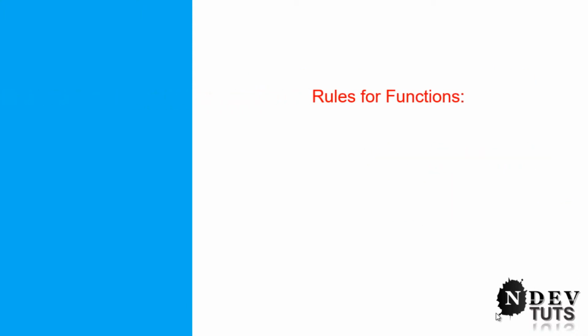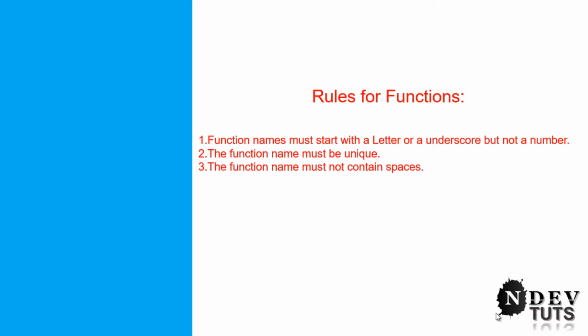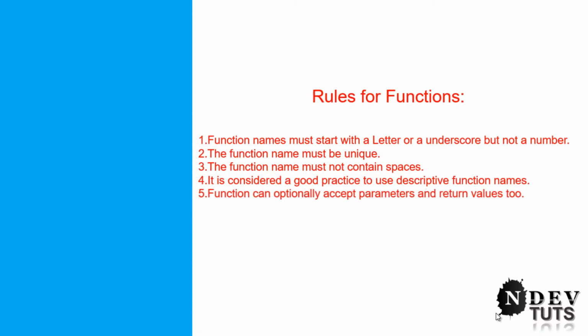Then after, rules for PHP function. First is, function name must start with a letter or underscore but not a number. Second is, the function name must be unique. Third is, the function name must not contain a space. Fourth is, it is considered a good practice to use descriptive function names. Fifth is, a function can optionally accept parameters and return values too.